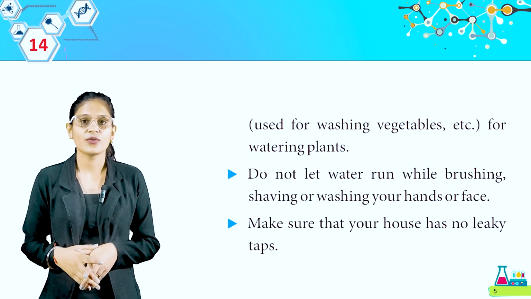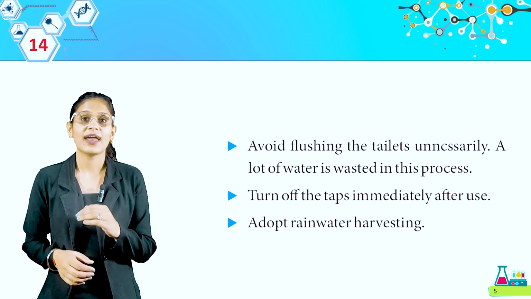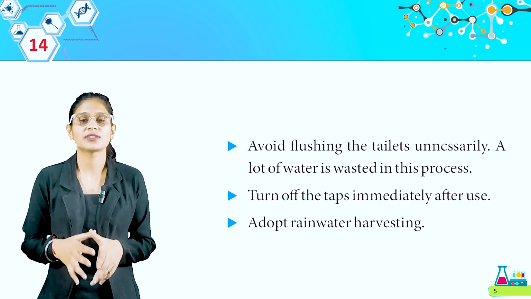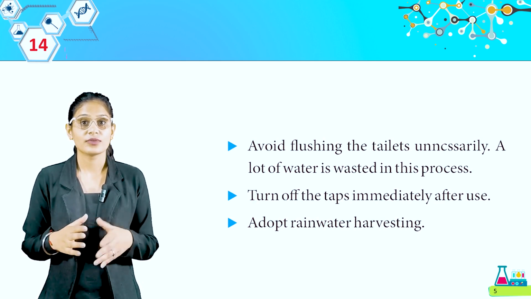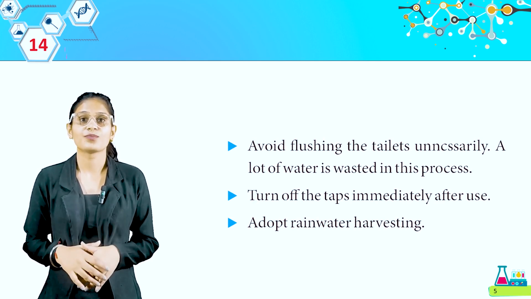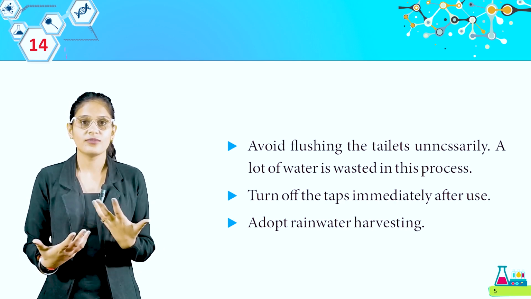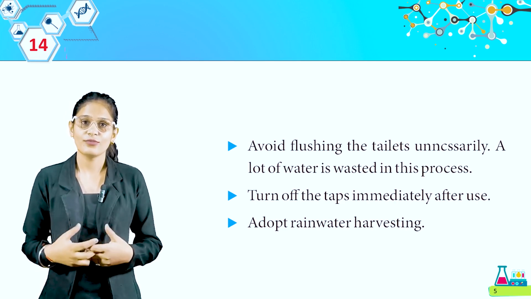Make sure that your house has no leaky taps. Avoid flushing the toilets unnecessarily. A lot of water is wasted in this process. Turn off the taps immediately after use. Adopt rainwater harvesting. These are some points. You can follow these and conserve water.